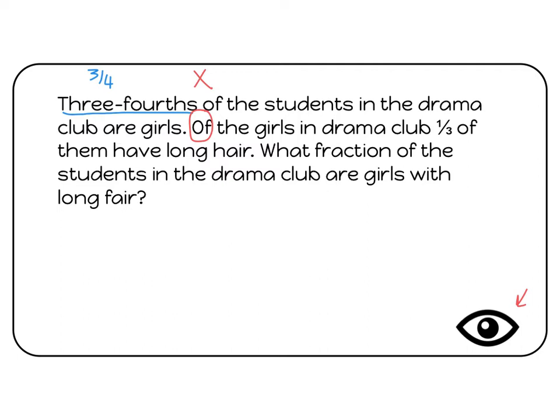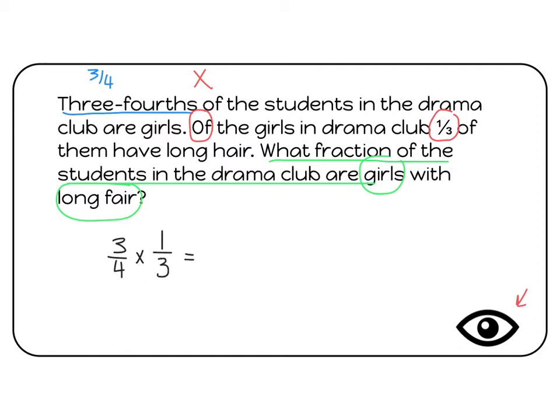1/3 of them have long hair. So there's another number, 1/3 have long hair. Here is our question. What fraction of the students in drama club are girls, that means 3/4, with long hair, that means 1/3. So that means that after all of those words, what we're going to do is 3/4 times 1/3.